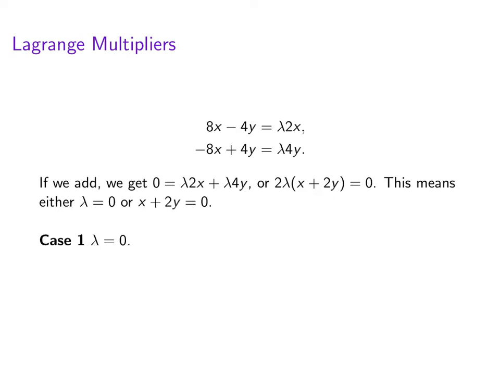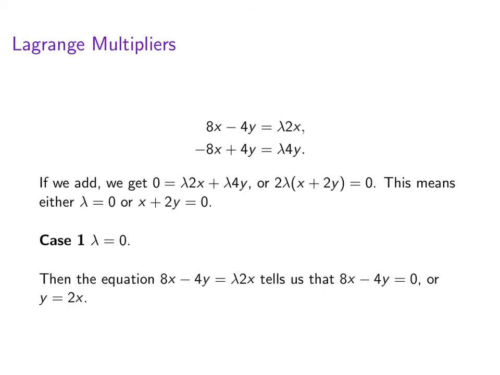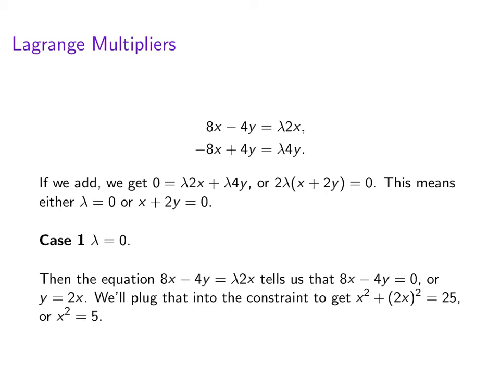So in the first case, we've got lambda equals 0. Then, if we take the equation 8x minus 4y equals lambda 2x, that tells us that 8x minus 4y equals 0, or if we simplify this, we'll get y equals 2x. Now we're going to use our constraint equation. Remember, that was x squared plus y squared equals 25. So we plug y equals 2x into that, and if we simplify all this, we'll get x squared equals 5. You should double check the algebra.